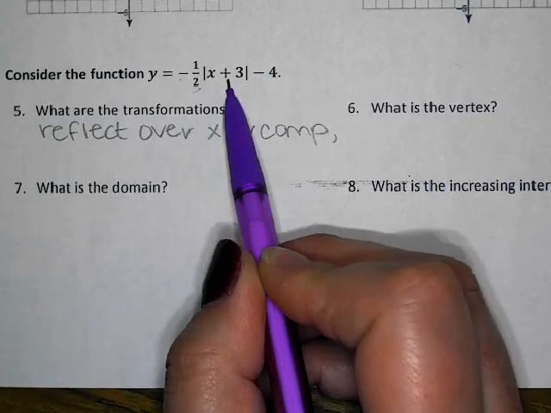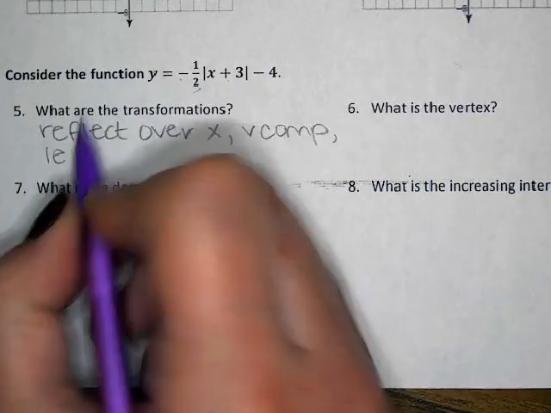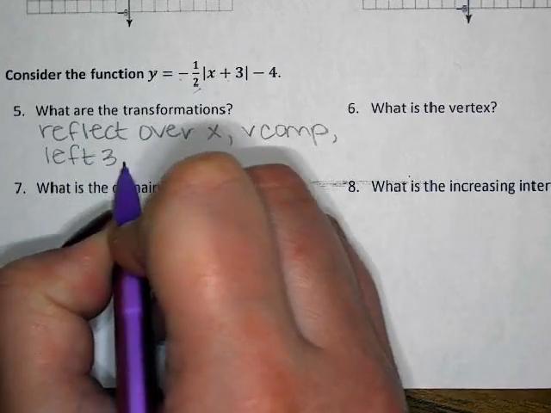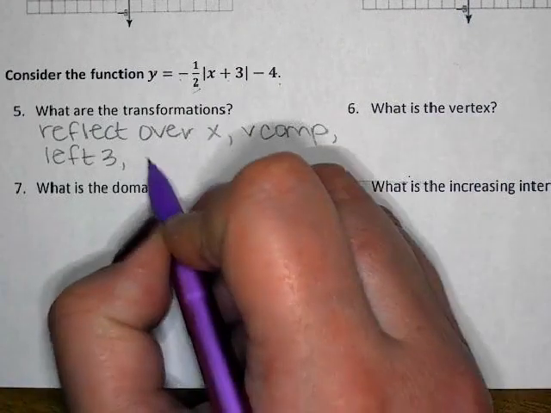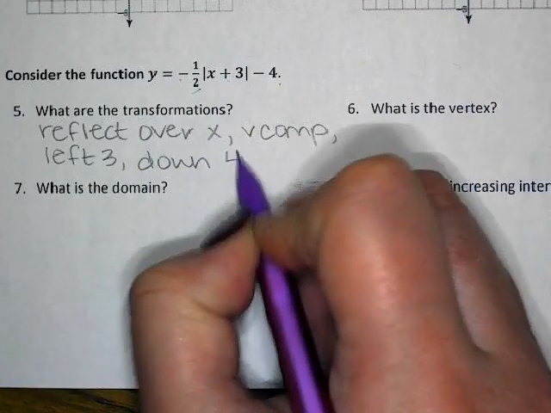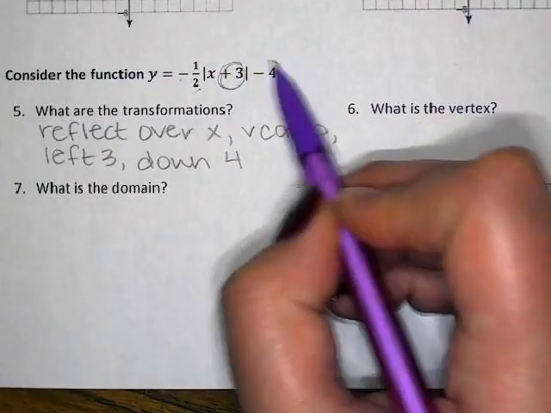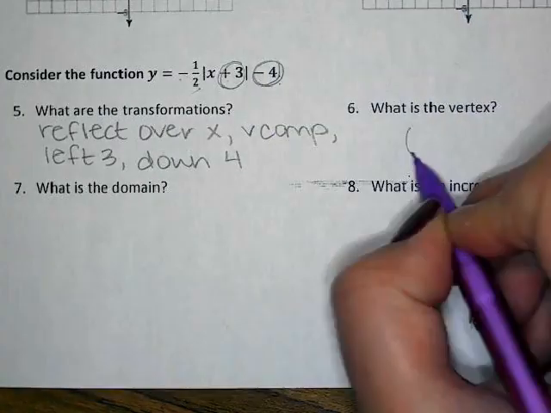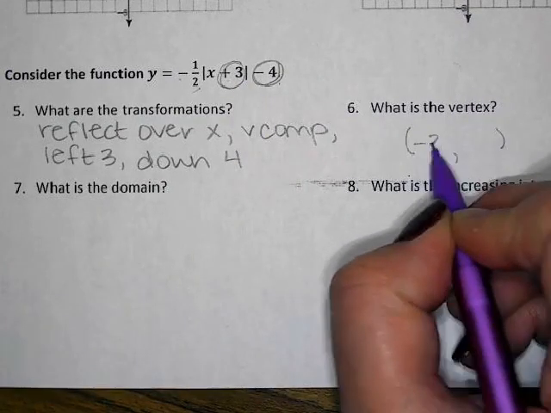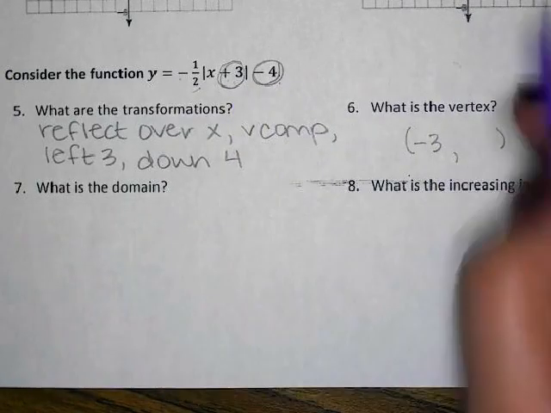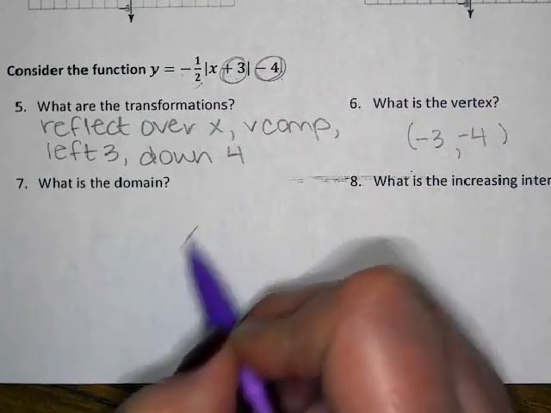The +3 inside, what does that do to the graph? Makes it go left 3. And then what about the -4 on the end? Down 4. Okay. What's the vertex? Not 3 and 4. -3. So it's the opposite sign of this number and then the same sign as that number. So -3, -4. Okay. So this graph, it's upside down, right?